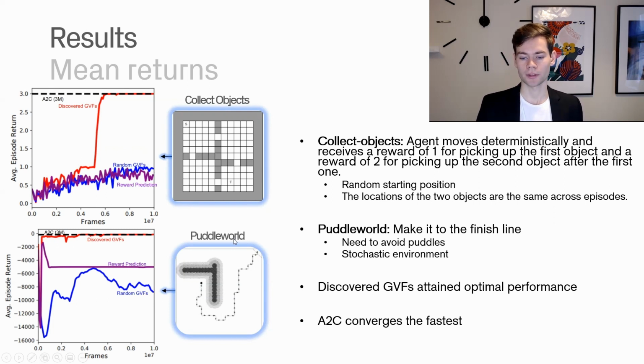For the second world, this is called puddle world, and this is a picture of it. So you're initialized somewhere in the grid, and then you need to make it to basically a goal, which is up here in this case. You need to avoid the puddles.